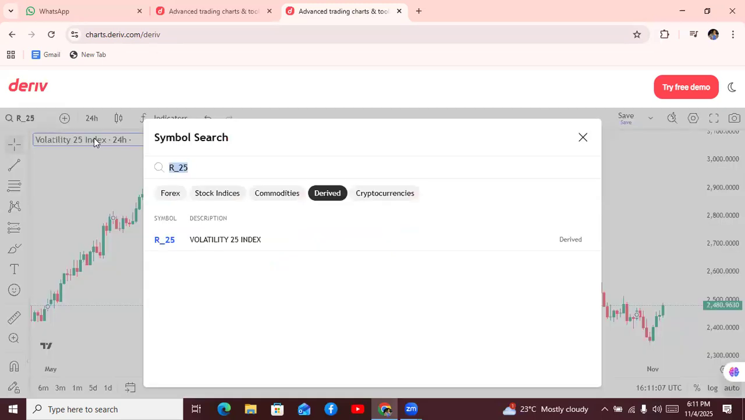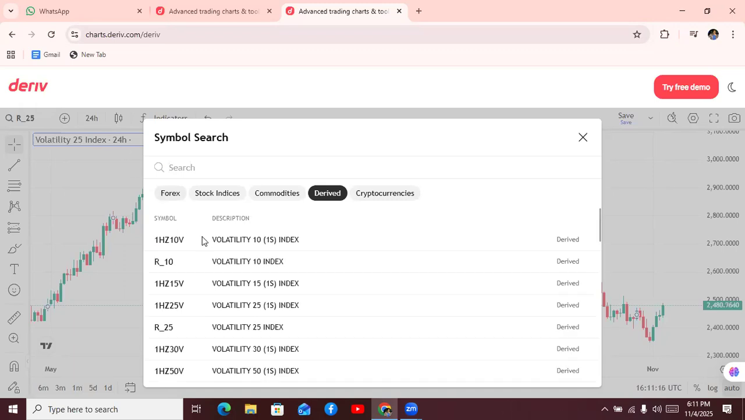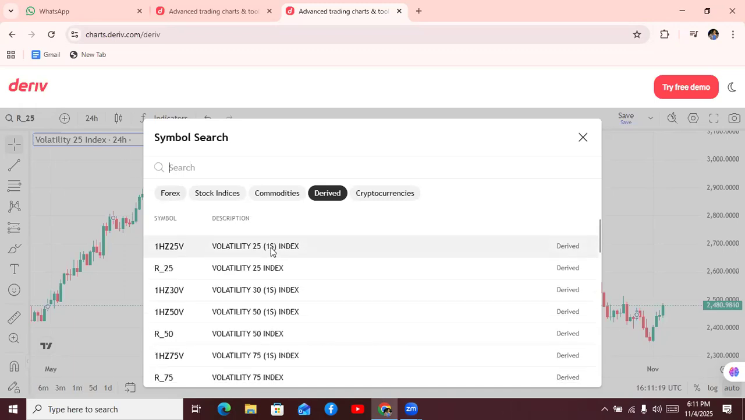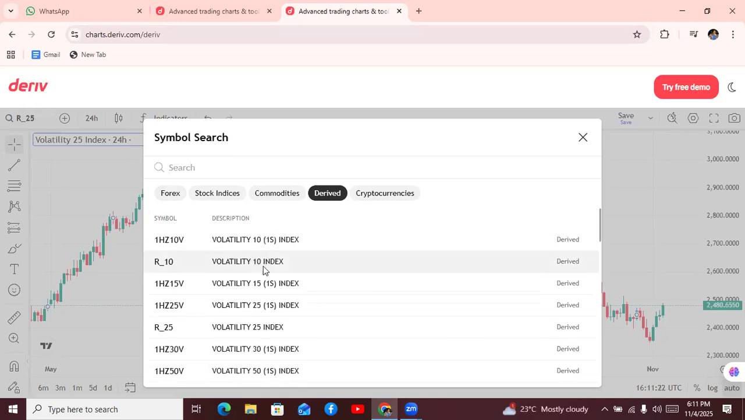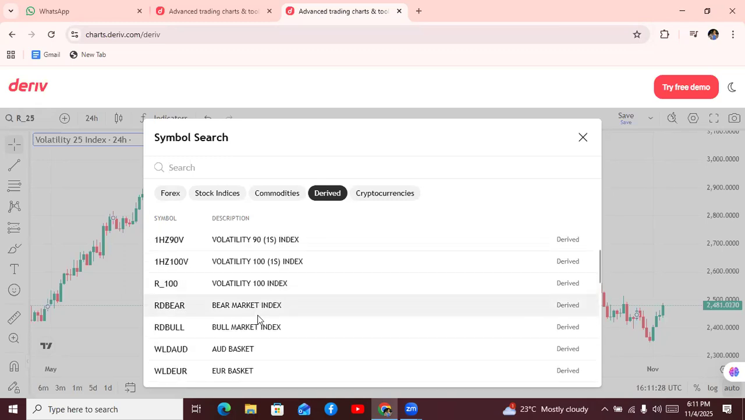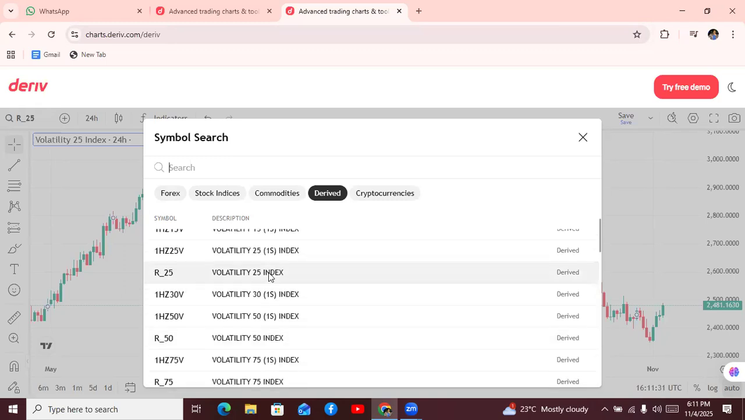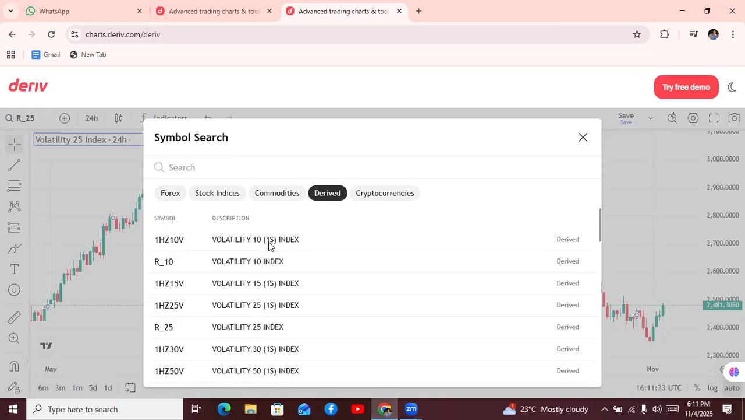Now there at the search bar, once we remove the instrument we are currently seeing, we have an opportunity to look at more instruments. These are instruments that we analyze, and these are the instruments that we trade. They are indices. There is Volatility 10 first, Volatility 15 first, Volatility 25 first, and so on. And there are so many.